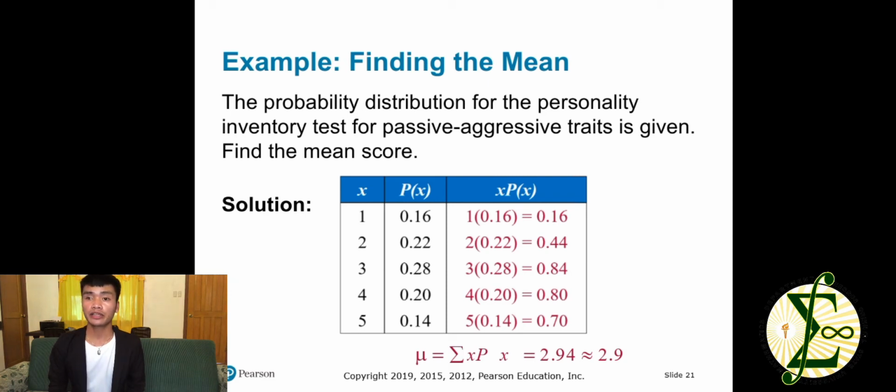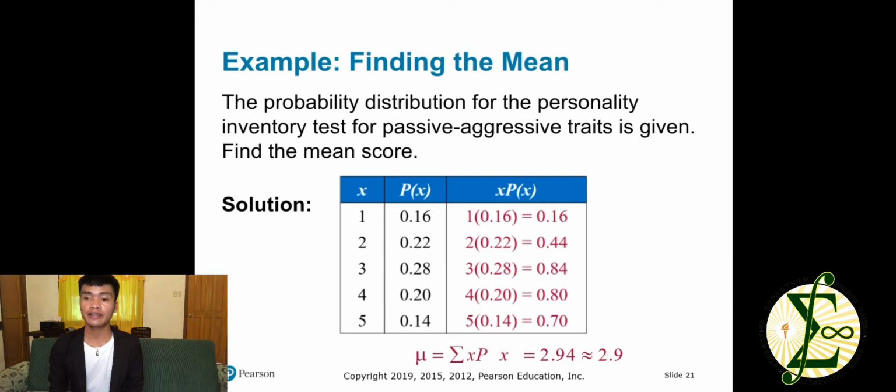We should remember that in finding the mean of the discrete probability distribution, we should multiply the x to its corresponding probability. So it becomes 1 times 0.16 is equal to 0.16. 2 times 0.22 is equal to 0.44. 3 times 0.28 is equal to 0.84. 4 times 0.20 is equal to 0.80. 5 times 0.14 is equal to 0.70.